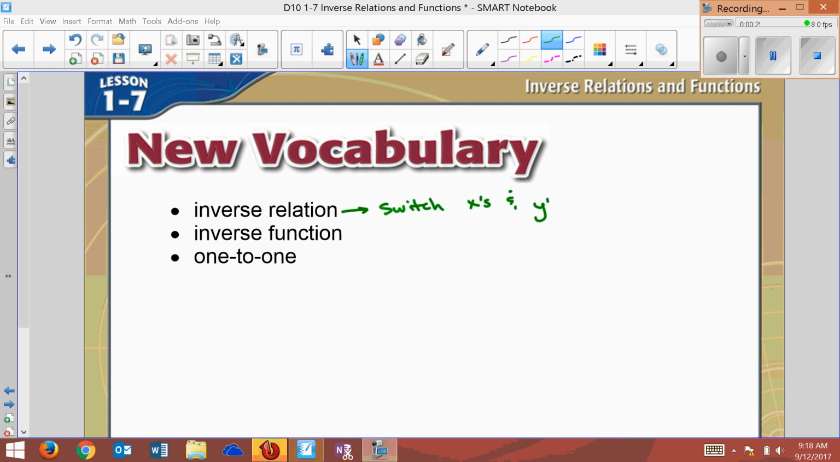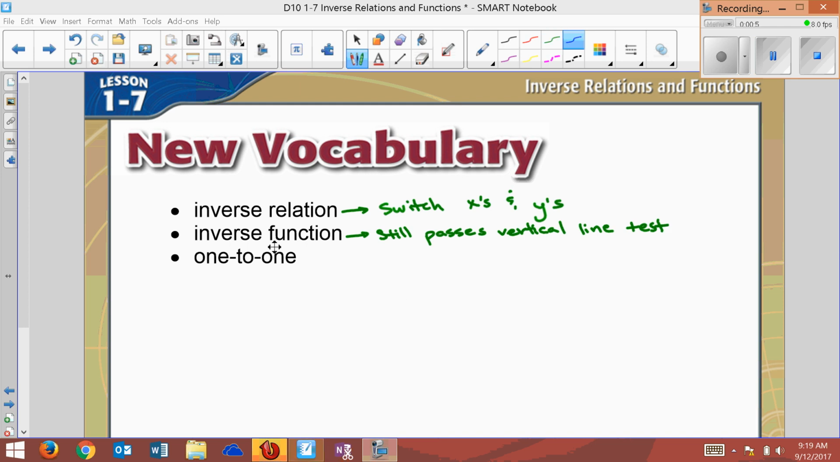And the same is true for an inverse function. The difference is that once you switch the x's and y's, it still passes the vertical line test. So the way to determine if something is going to pass the vertical line test before you take the inverse is to see if it passes the horizontal line test. Okay, so that's what we'll see later.